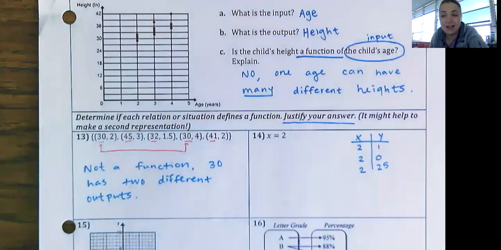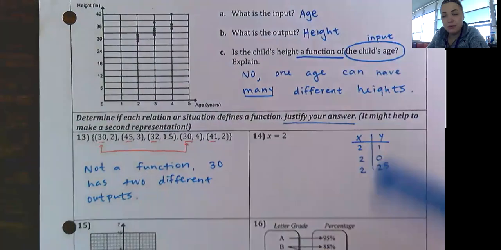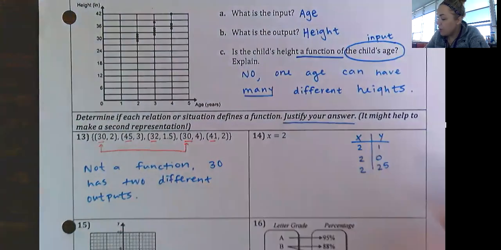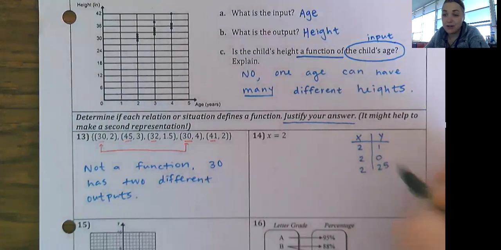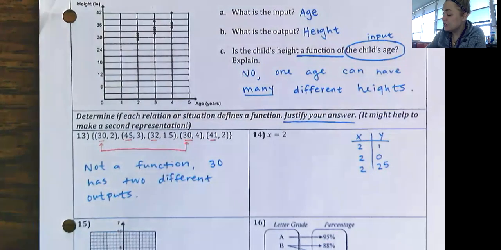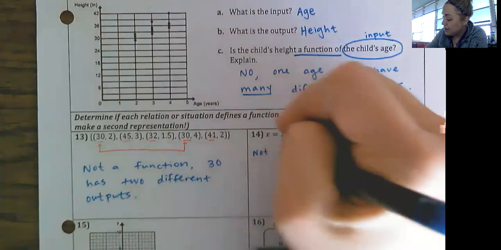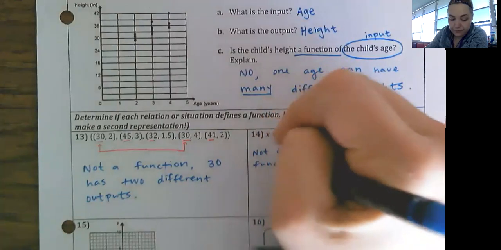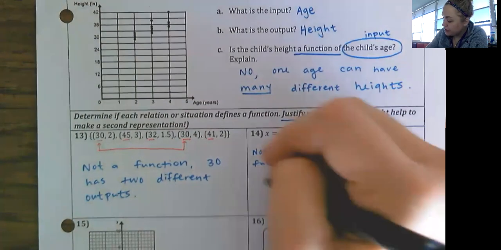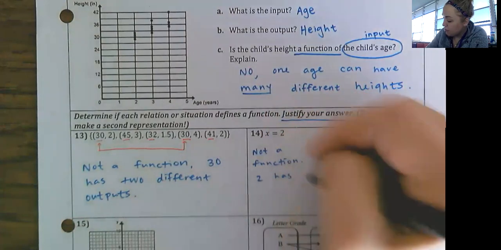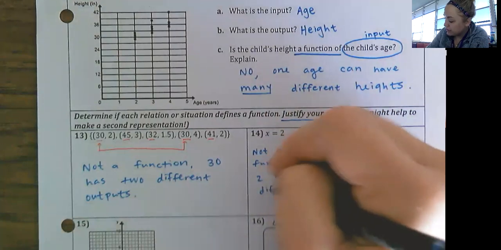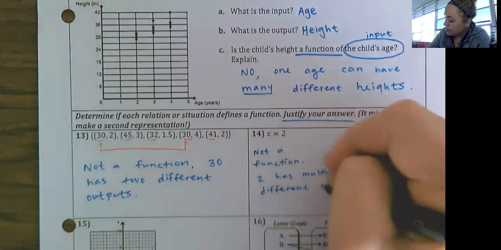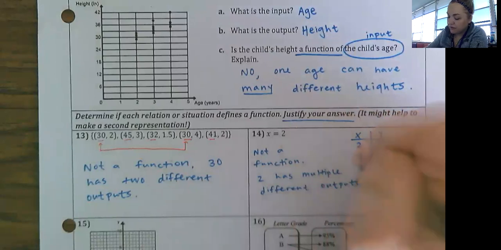So the question again, is this a function? Well, does every input have exactly one output? What is the output for 2? Well, it's 1, it's 0, it's 25, it's tons of different numbers. So this one is not a function. 2 has multiple different outputs. I'd also like to remind you what the graph looks like for this.